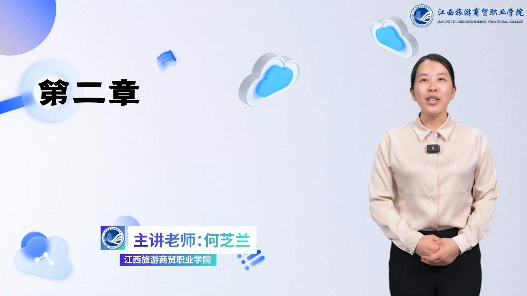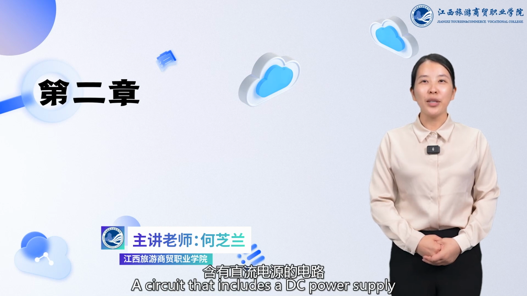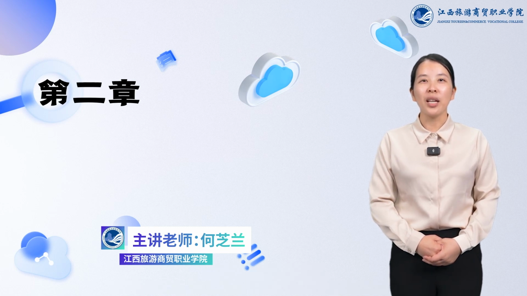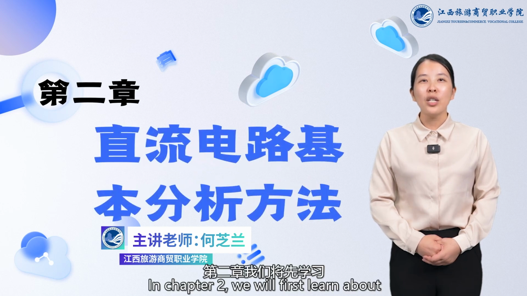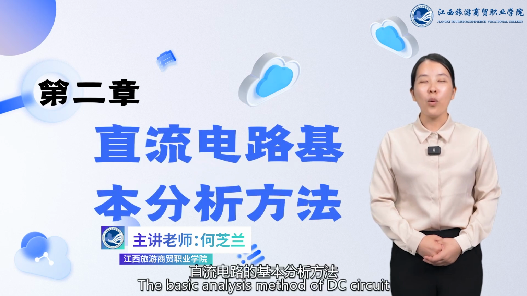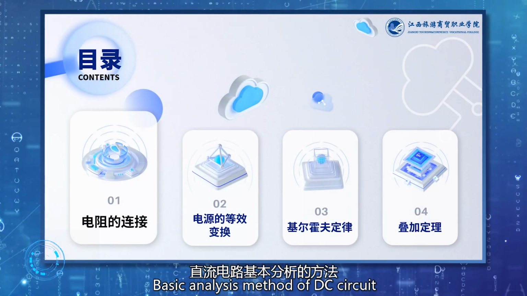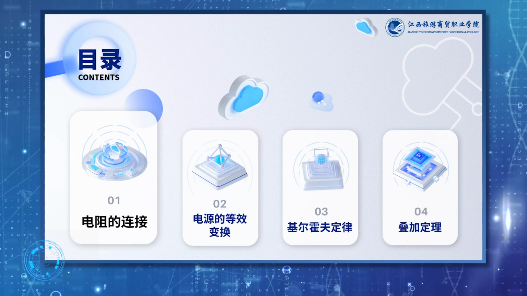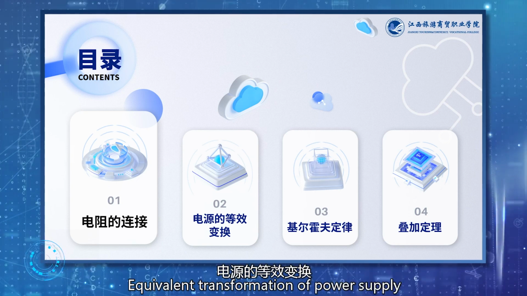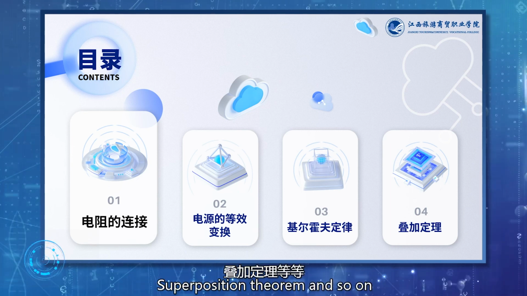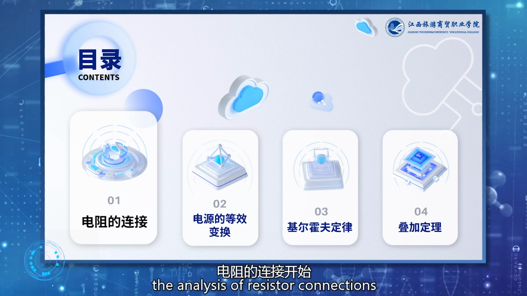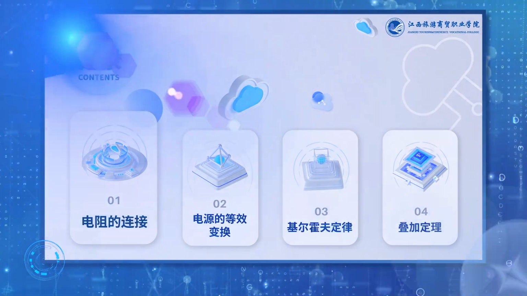Hello students! A circuit that includes a DC power supply is called a DC circuit, while a circuit that includes an AC power supply is called an AC circuit. In Chapter 2, we will first learn about the basic analysis method of DC circuits, which includes resistor connections, equivalent transformation of power supply, Kirchhoff's law, superposition theorem, and so on. Today, we'll start with the analysis of resistor connections.